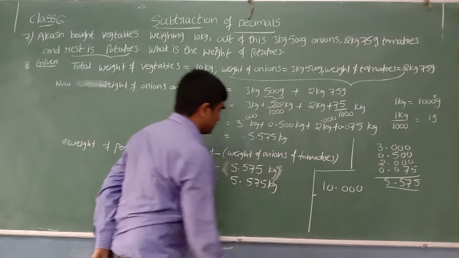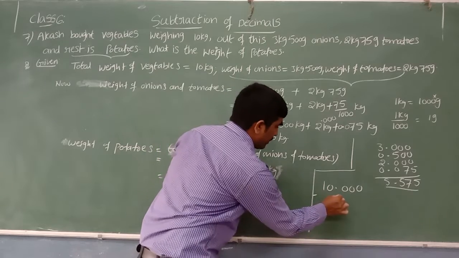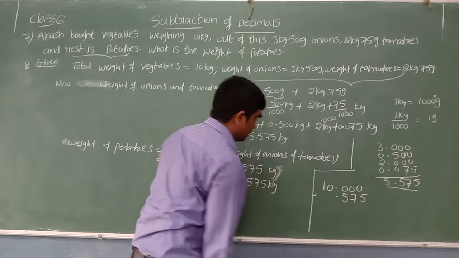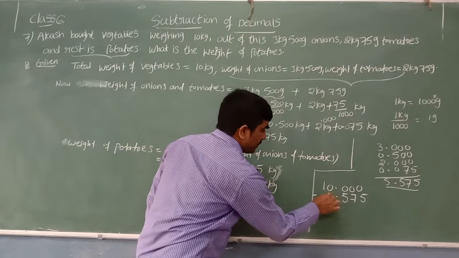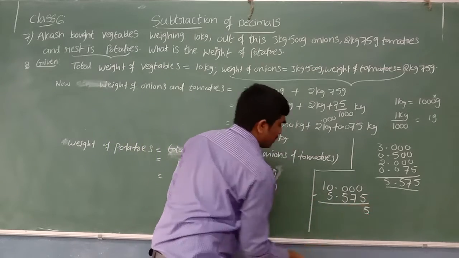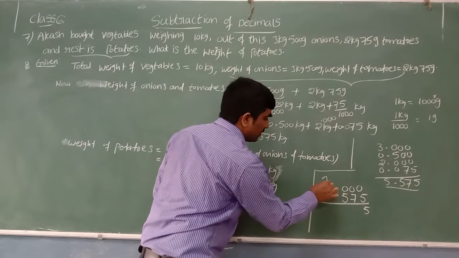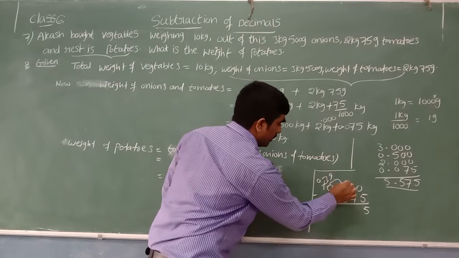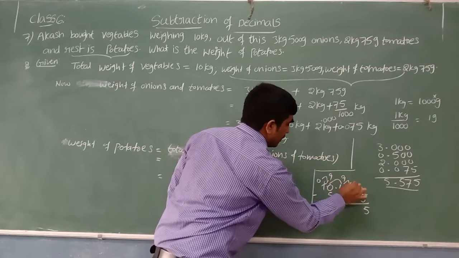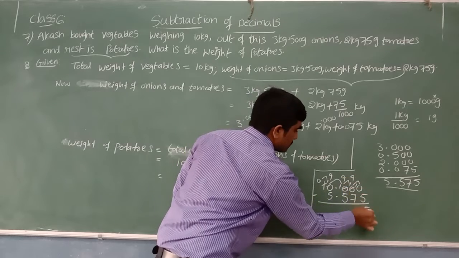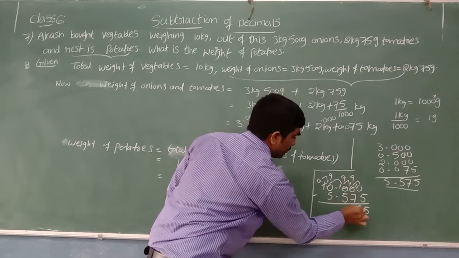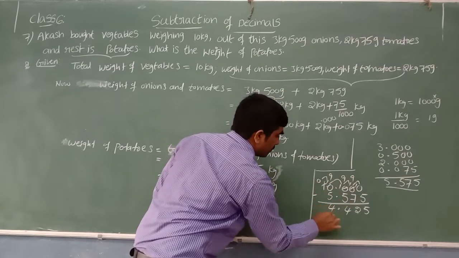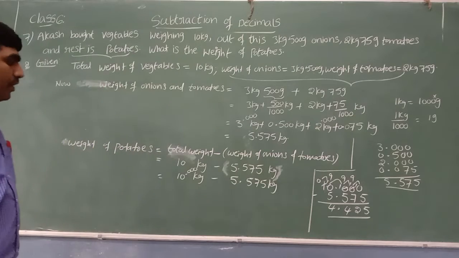10.000 minus 5.575. Below the decimal point you write the decimal point: 10th place below 10th place, 100th below 100th, 1000th below 1000th. Before this, in the ones place, you write 5. Now we need subtraction here. Borrow from here, 10 left. Again borrow here, 9 left. Here 0, again borrow here, 9 left. Again borrow here, 9 left. 10 minus 5 gives 5. 9 minus 7 is 2. 9 minus 5 is 4. Decimal point. 9 minus 5 is 4. Now we can write 4.425.